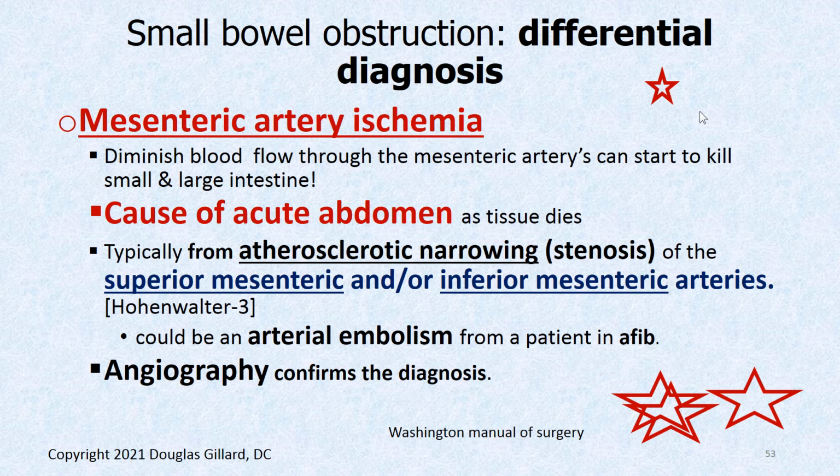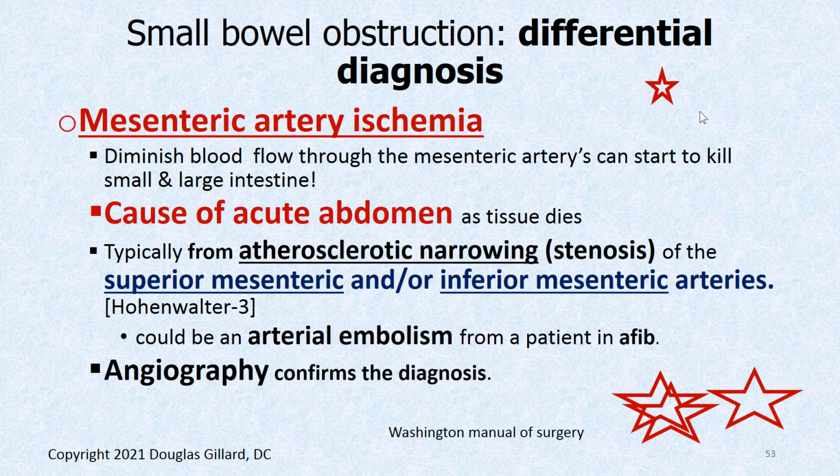So differential diagnosis for small bowel obstruction: mesenteric artery ischemia. Kind of talked about it. So if you get a blood clot or something pinching the superior mesenteric artery or inferior mesenteric artery, the intestine can start to die, right? Become ischemic, and that will cause pain, and that's one of the causes of acute abdomen. It's a rare cause, but it can happen.